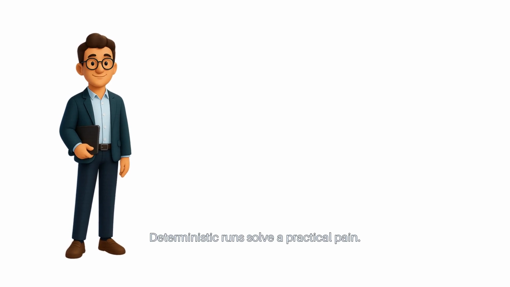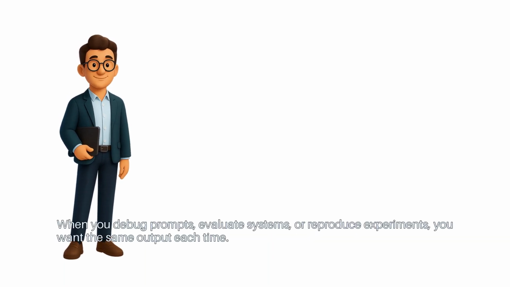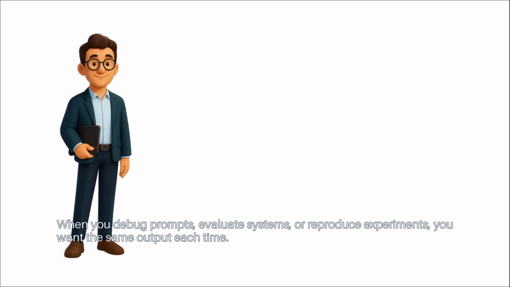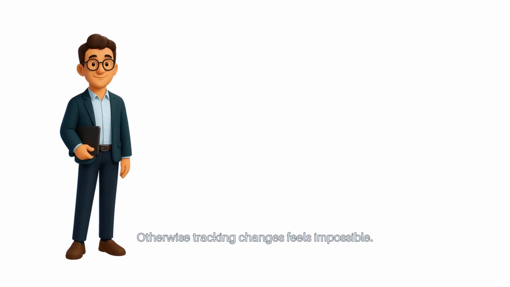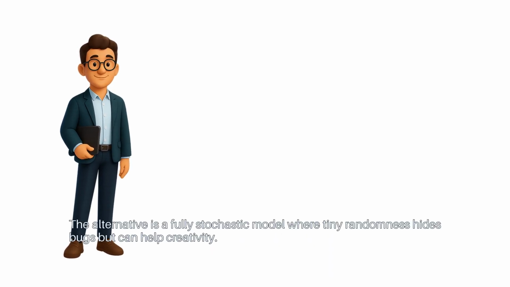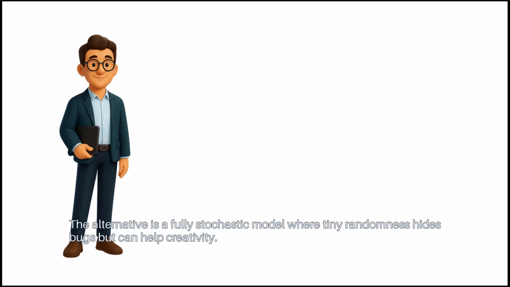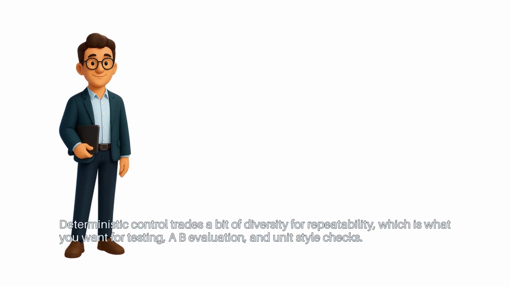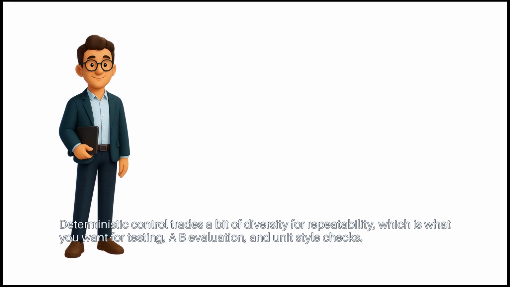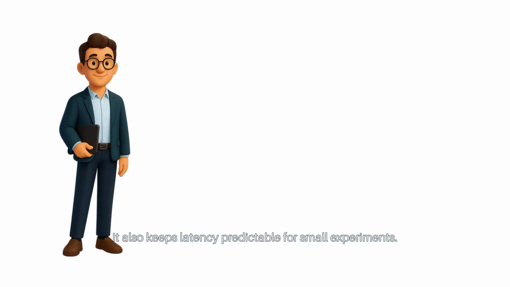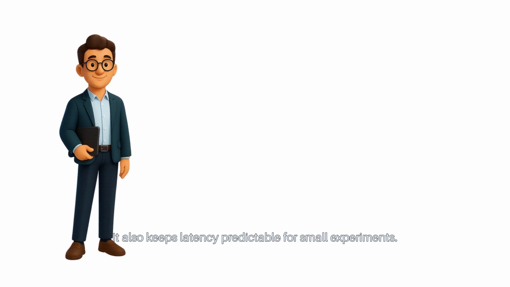Deterministic runs solve a practical pain. When you debug prompts, evaluate systems, or reproduce experiments, you want the same output each time. Otherwise, tracking changes feels impossible. The alternative is a fully stochastic model, where tiny randomness hides bugs but can help creativity. Deterministic control trades a bit of diversity for repeatability, which is what you want for testing, A/B evaluation, and unit-style checks. It also keeps latency predictable for small experiments.